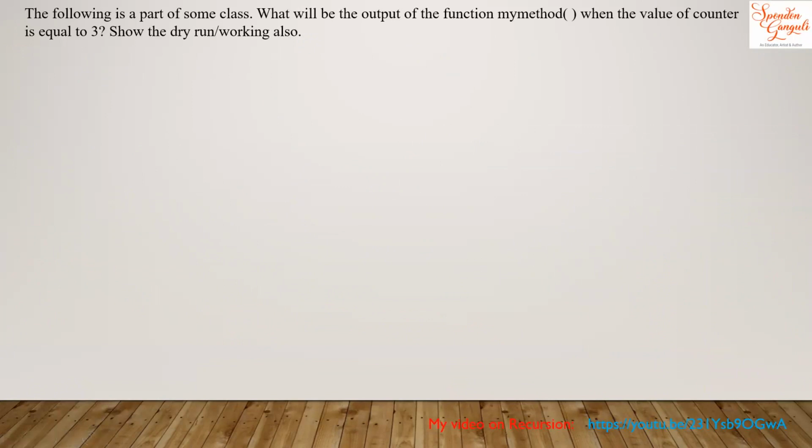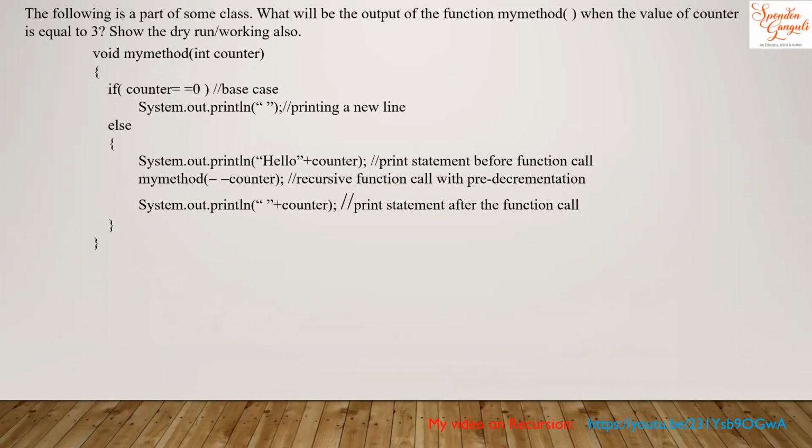Following is part of some question. What will be the output of the function my method when the value of the counter is equal to 3? So you can see here, void my method int counter. If counter equals 0, println a new line. This if condition signifies the base case where the recursion ends. Else the recursive function continues with two print statements: one print statement before the function call, then the recursive function call with pre-decrementation, and finally the print statement after the function call.